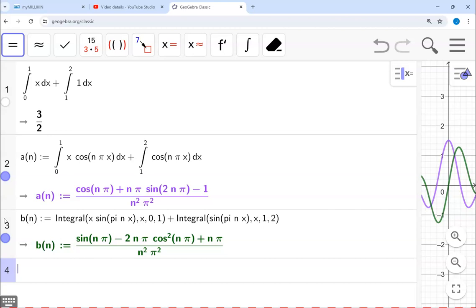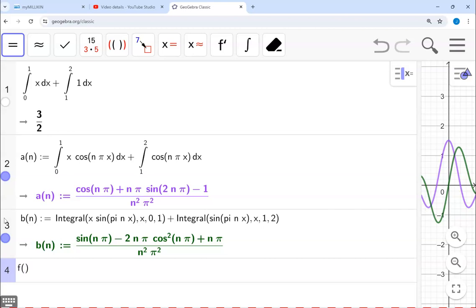But if you were doing an analysis here again, the sine of n pi is going to be 0. Cosine squared of n pi is always going to be 1. This is going to just be minus n pi over n squared pi squared, so you get negative 1 over n pi when you're done. Again, that's if you need to analyze what's going on. Okay? So you have to use what the results are to be able to analyze those things.